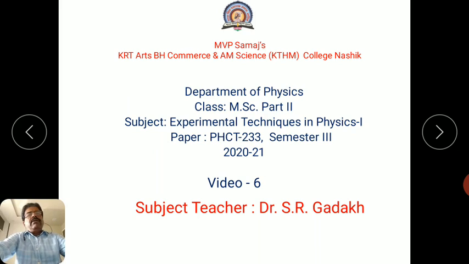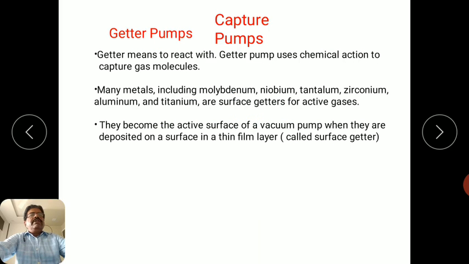The first one, molecular drag pump. The second one, turbomolecular pump, and third one, oil diffusion pump. So after this, today we are going to study the third basic principle of operation of vacuum pumps, that is capture pumps. So let us study some of the types of vacuum pumps of this type, that is capture pumps.